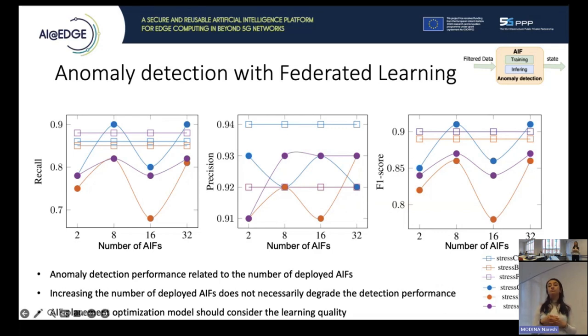is that we should include some quality of learning as a constraint in the model, in order to not only decide on the number and the placement of the IAF, but also maybe do some estimation of the quality of the learning.